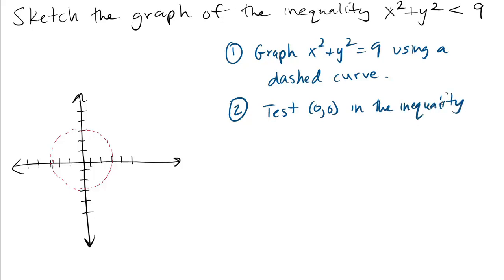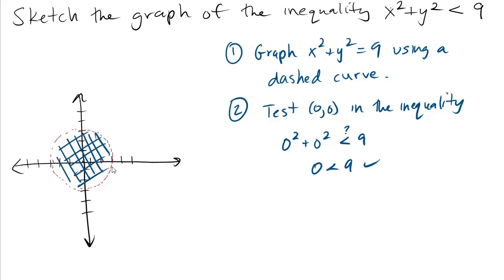You can pick any point you want as long as it's not on the circle. I like 0, 0 because plugging 0 in for each of the variables is typically very easy. So I get 0 squared plus 0 squared is supposed to be less than 9, and yeah, that's true, 0 is less than 9. So 0, 0 is a solution, and therefore every point in that region, which is the inside of the circle, is a solution.